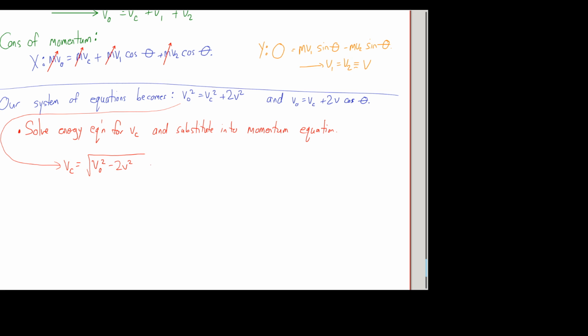So then when I substitute that into the momentum equation, that gives me v naught equals the square root of v naught squared minus 2v squared, plus 2v cosine theta. So this is an equation that in principle I could just solve for v. But to do that, I have to get rid of that pesky square root.